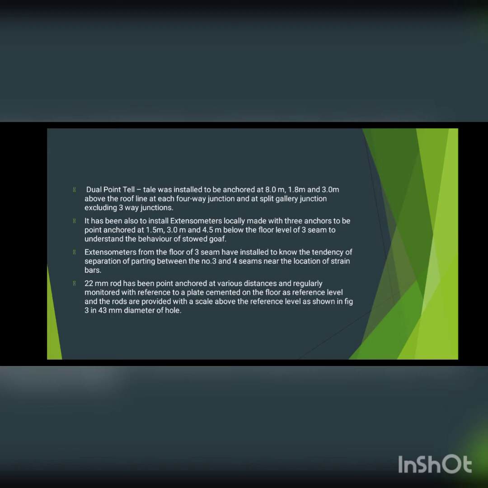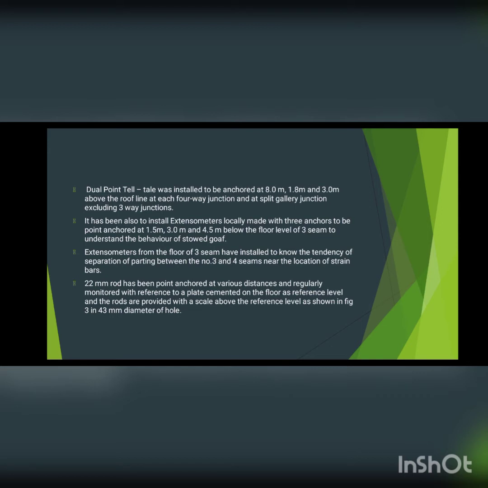And we have dual point telltales, which have to be installed, anchored at 8 meter, 1.8 meter and 3 meter above the roof at each 4-way junction and at split gallery junctions, excluding 3-way junctions. It has also been planned to install extensometers locally with 3 anchors, to be anchored at 1.5 meter, 3 meter and 4.5 meter below the floor level of the third seam to understand the behavior of the stowed goaf. And these extensometers from the floor of the third seam have been installed to know the tendency of separation of parting between the number 3 and 4 seams near the location of strain bars.